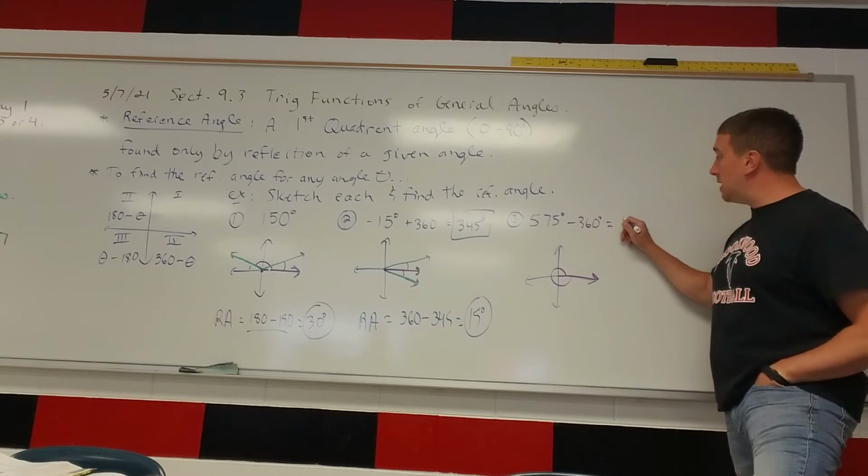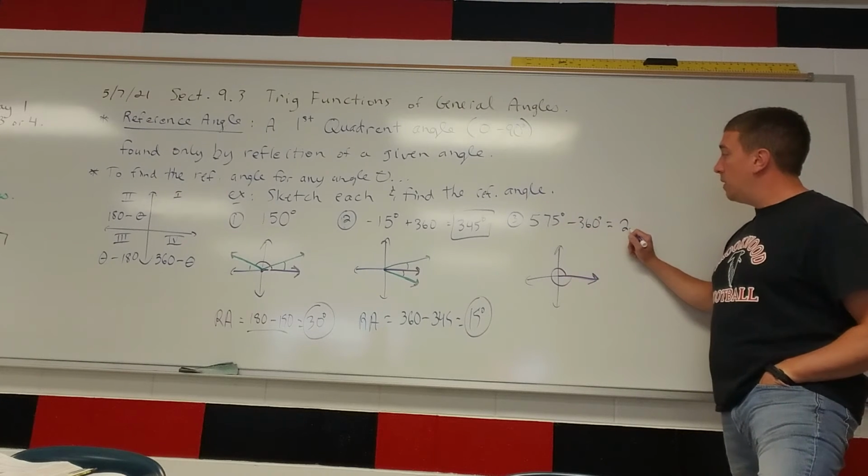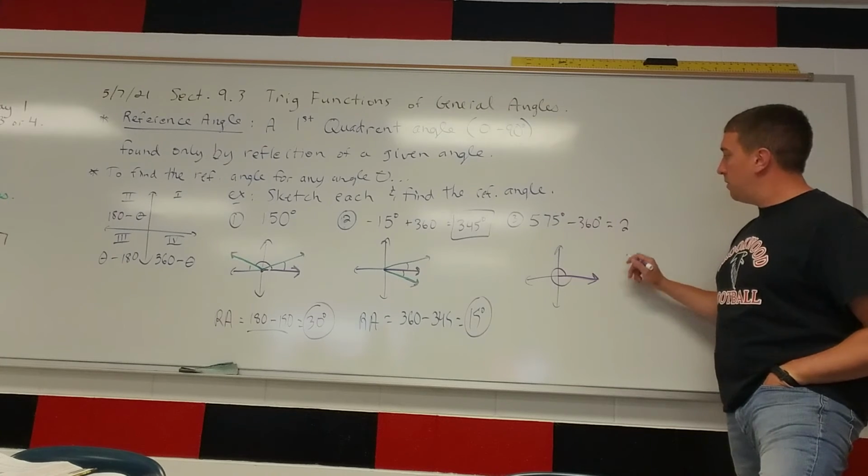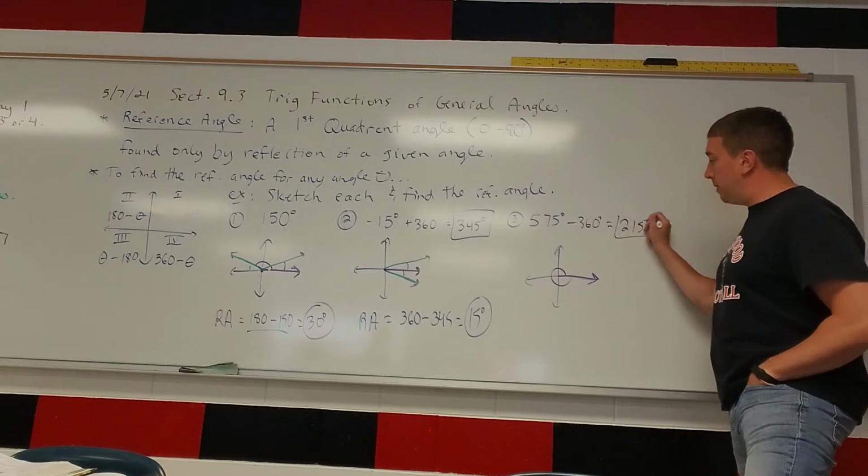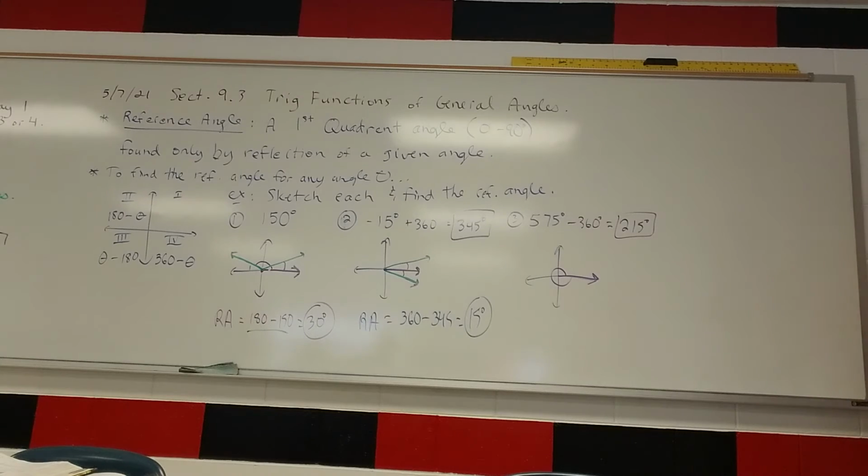575 minus 360 is 215. Wow. Pretend that didn't make me look dumb. I had a little bit of a mental lapse there.